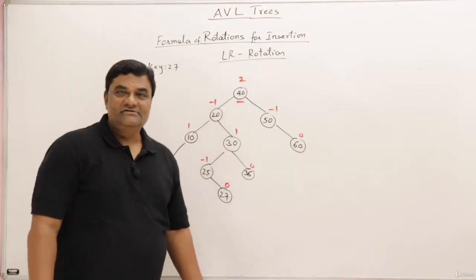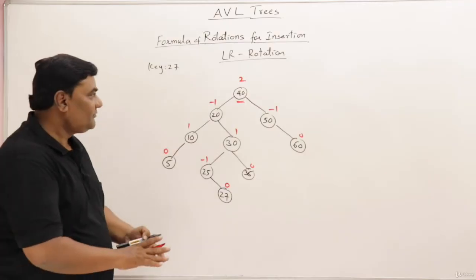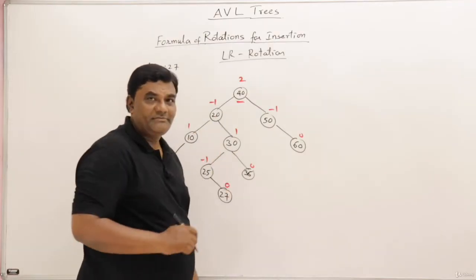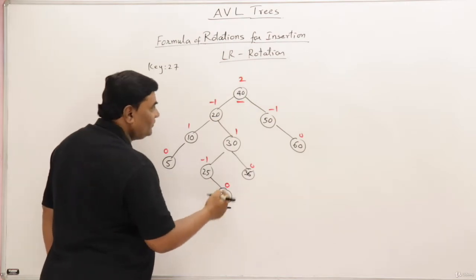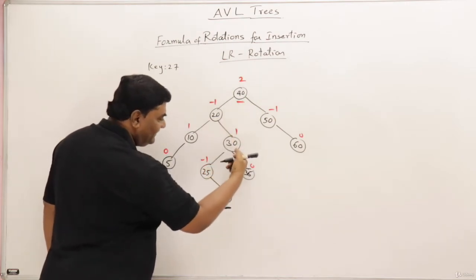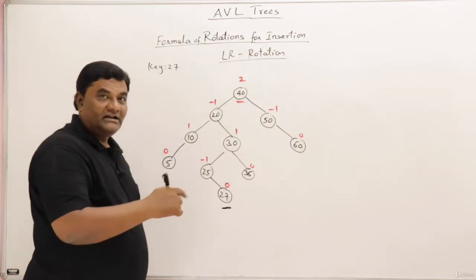2 is the balance factor, so the node became imbalanced. We have to perform rotation on that one. So which rotation should we perform? Check the direction of insertion. This is the newly inserted node. Left, right, left, right. LR, LR?